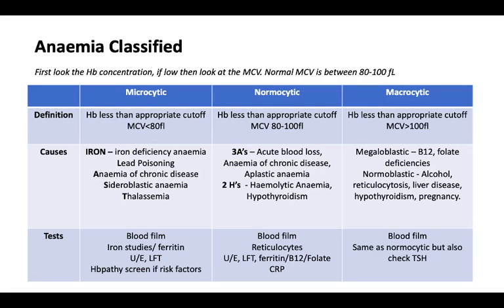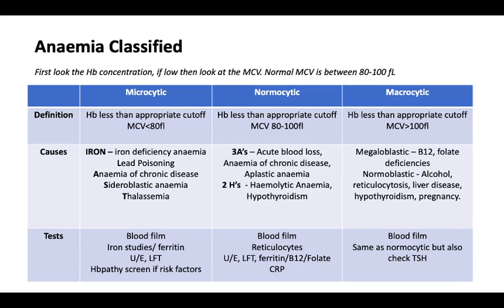Okay, so you do a full blood count and then you diagnose someone with anemia. So what do you do next? So you then look at the patient's mean cell volume. And like I said, normal values are between 80 and 100 femtoliters.